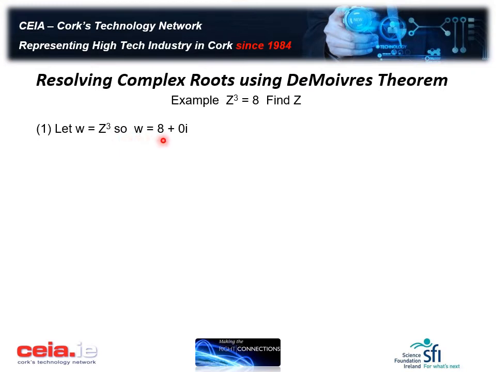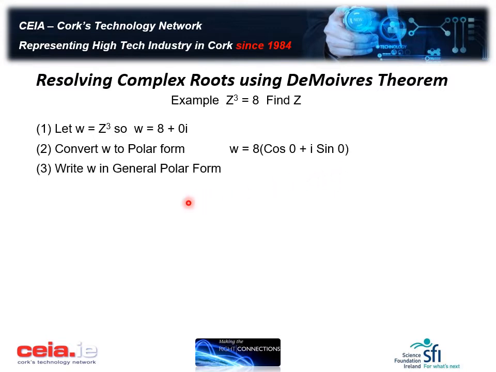So w is equal to 8 plus 0i. Okay. And then we need to convert w to polar form, and we've gone through examples of this before, so we don't need to do that again. What we end up with is that w is 8 (cosine 0 plus i sine 0). Step 2 done. So far, so good.